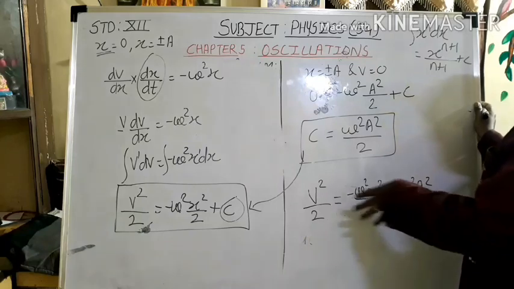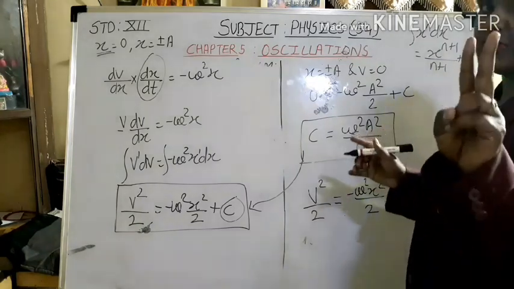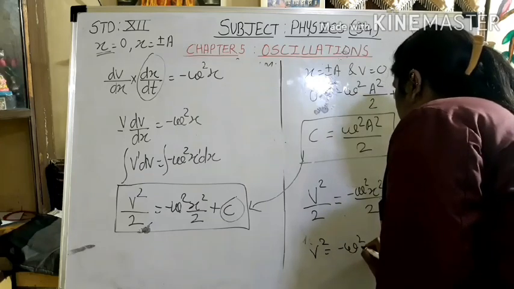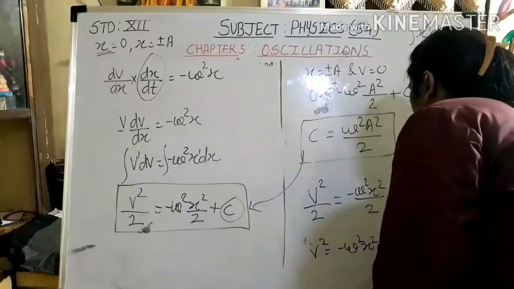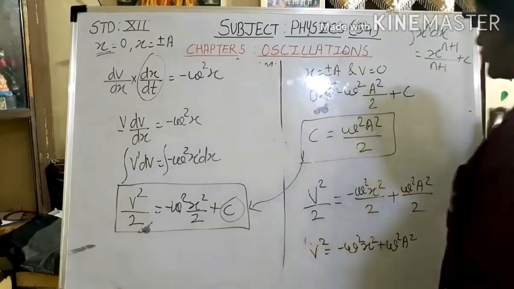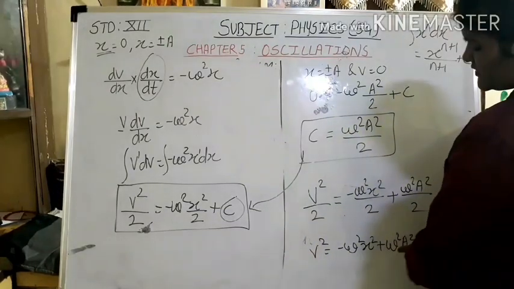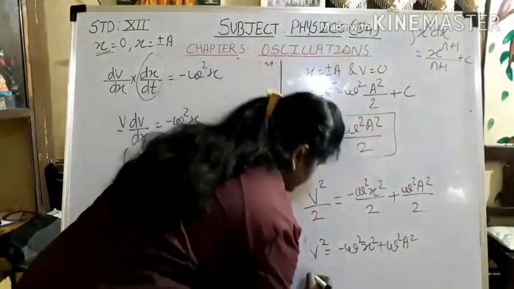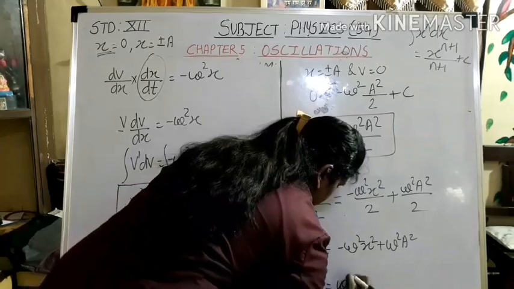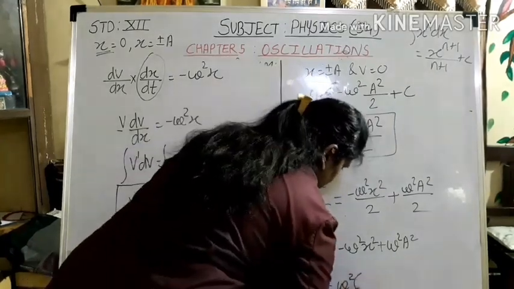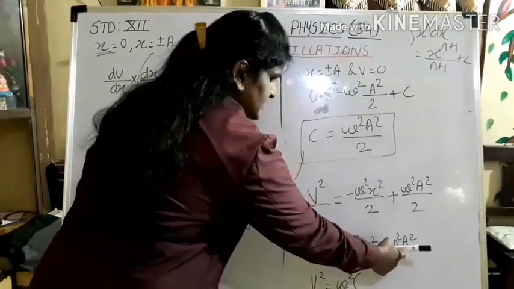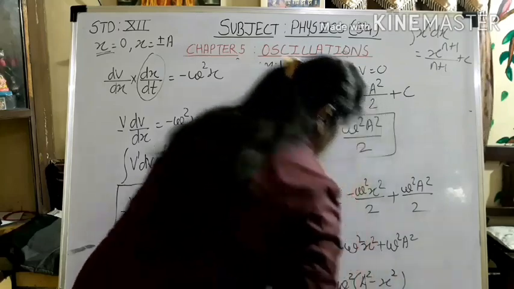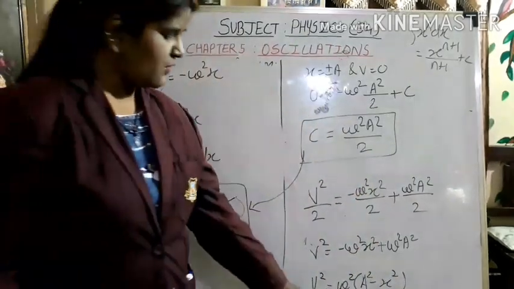So I will just write the equation directly by cancelling number 2. So I will get v square is equal to minus omega square x square plus omega square a square. In this equation, what you can see, omega square can be taken common from both the terms. So I will get v square is equal to omega square into bracket, plus sign is for a. So I am writing that at the start, and this is it. So I got the value for v.